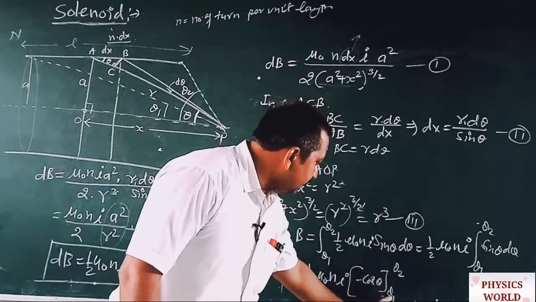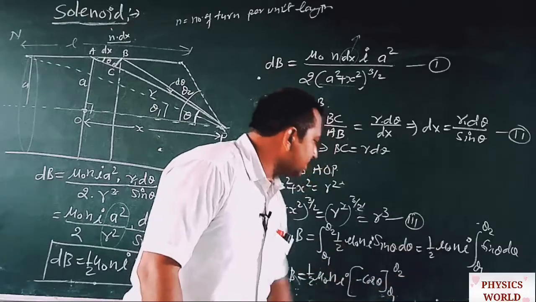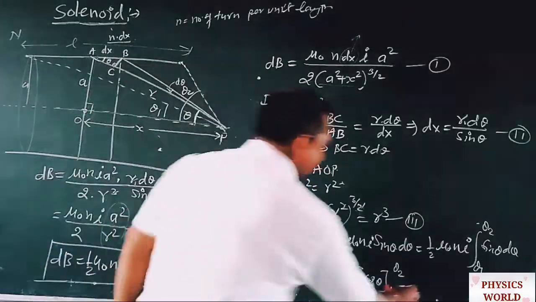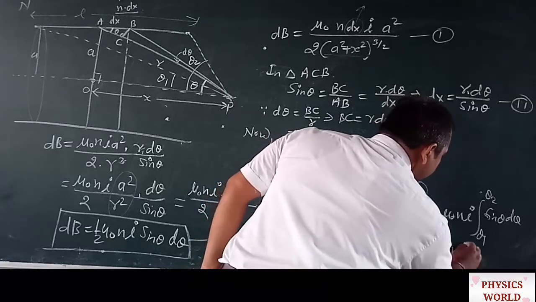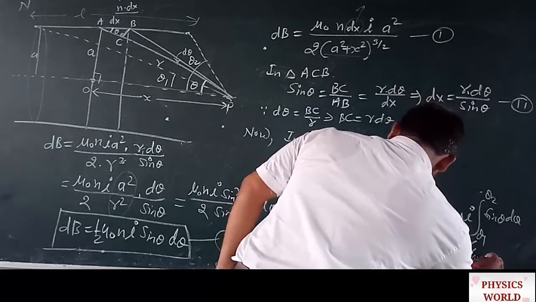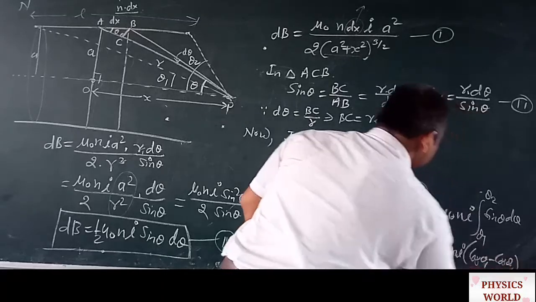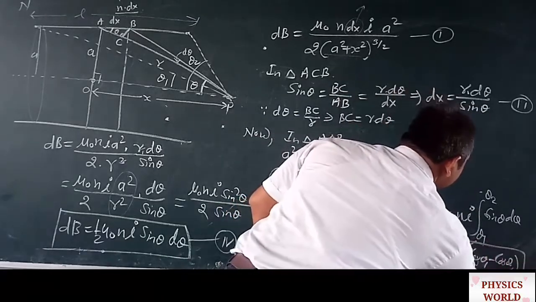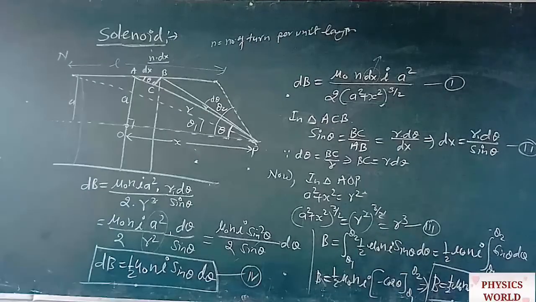So if we place the value of theta 2 as first and theta 1 after, then we get minus of minus, that is plus. So cos theta 1 minus cos of theta 2. So we get the value equal to 1 by 2 mu 0 ni cos of theta 1 minus cos of theta 2. This is the formula for the magnetic field at any point. So we obtain a formula.